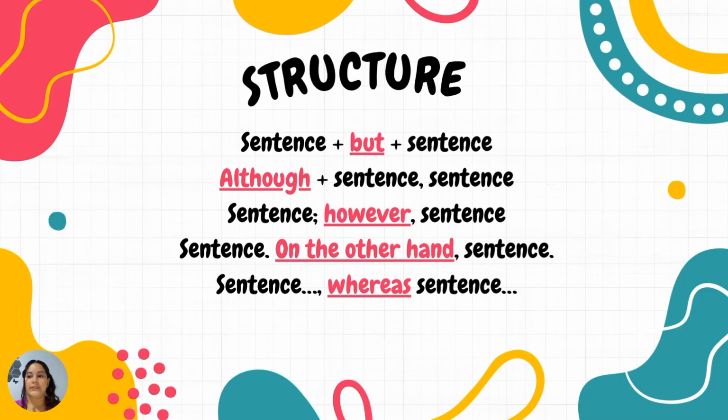Structure. Understanding structure is essential when using these connectors correctly. But connects two independent clauses in a simple way. Although and even though introduce a dependent clause, usually at the beginning of the sentence. However is more formal and is often used between two sentences or after a semicolon. On the other hand is typically used to present a second contrasting idea, and whereas directly links two contrasting elements within the same sentence.